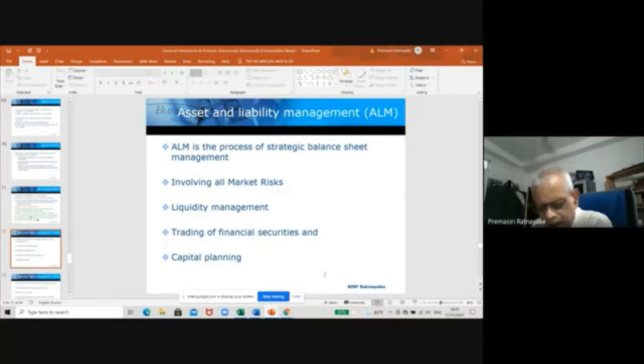Risk-weighted assets. Remember we discussed there should be a minimum of 10% in the world standard, and Sri Lankan standards 12%. There should be capital equivalent to 12% of risk-weighted assets. The capital should be there.